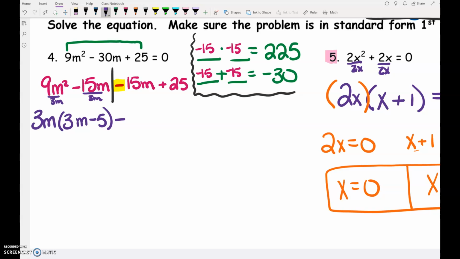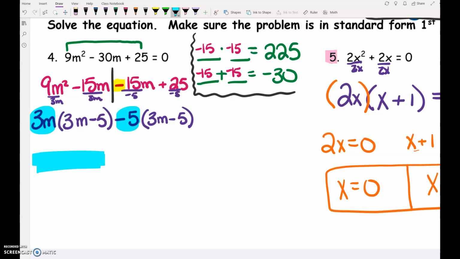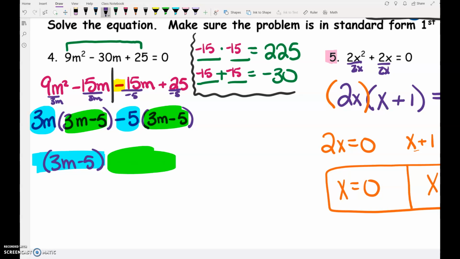-15m and 25 have 5 in common. So we're dividing all of these by -5. That leaves us with 3m minus 5. Do you see how if we didn't use a -5, we would have ended up with -3m plus 5, and that wouldn't have fit, so we have to make sure we use the negative. Okay, this looks a little bit crazy. 3m minus 5, that is our first set of parentheses. And then this 3m minus 5 is our second set of parentheses. So we could write 3m minus 5 squared.